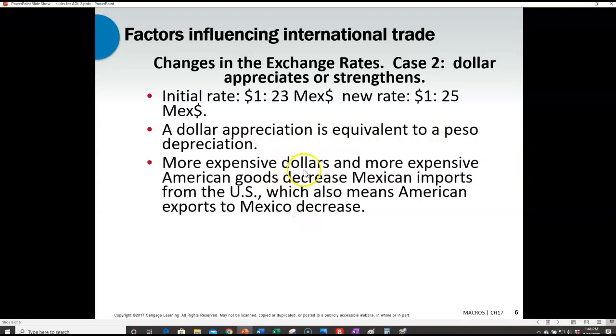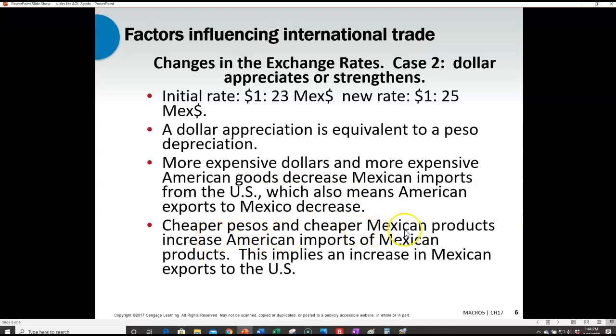More expensive dollars and more expensive American goods decrease Mexican imports from the United States, which also means American exports to Mexico decrease. Again, the two sides of the same transaction. Cheaper pesos and cheaper Mexican products increase American imports of Mexican products. This implies an increase in Mexican exports to the United States. And again, the two sides of the same transaction.